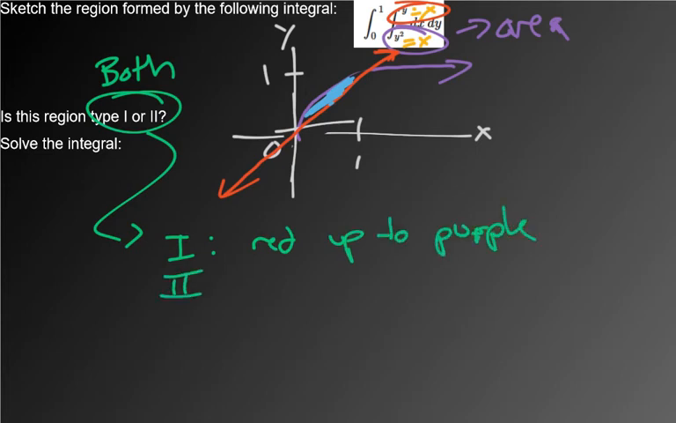And as a type 2, it would be a purple over to red. Okay, so you can either think of it as up and down or left and right. And then we just want to go ahead and solve the integral.